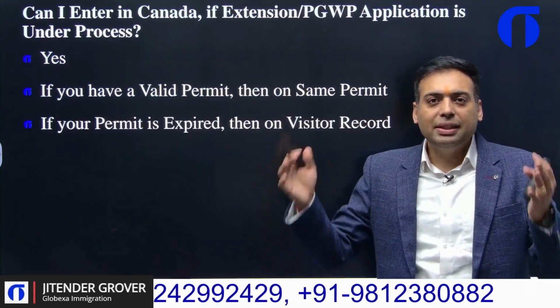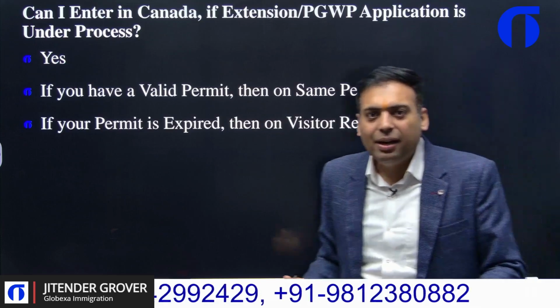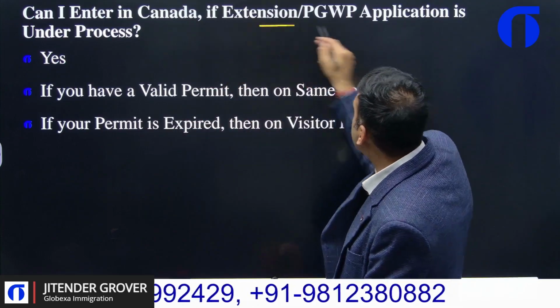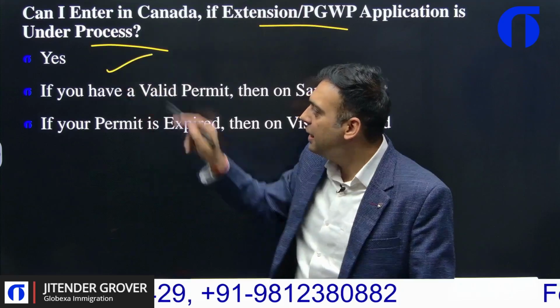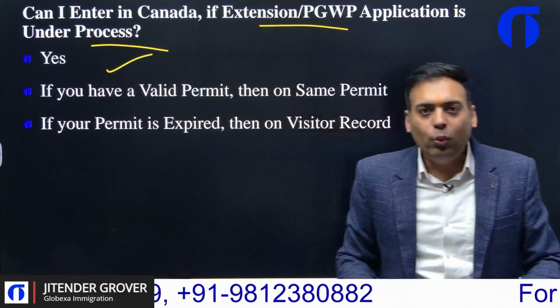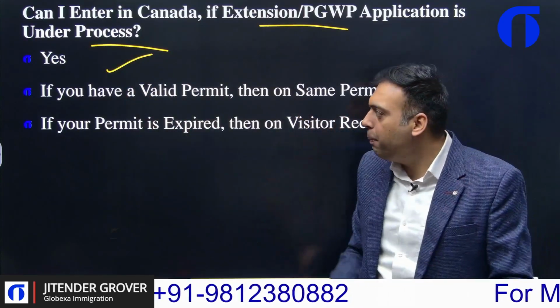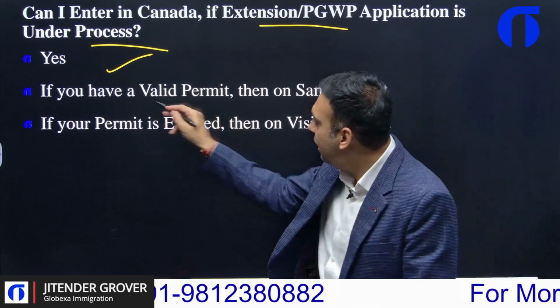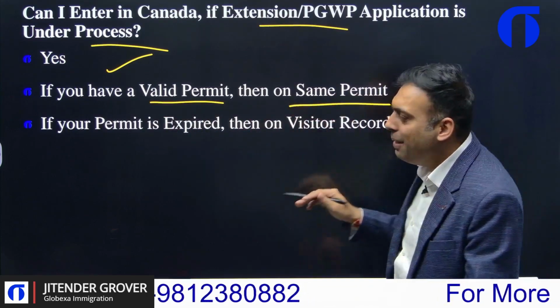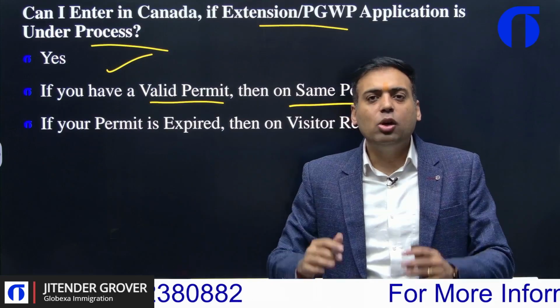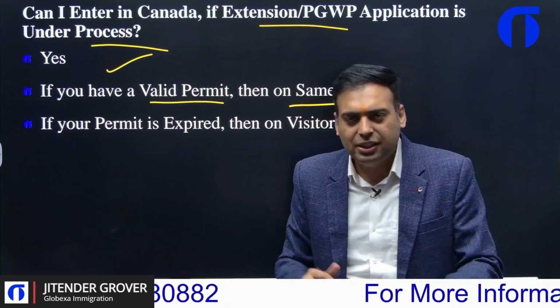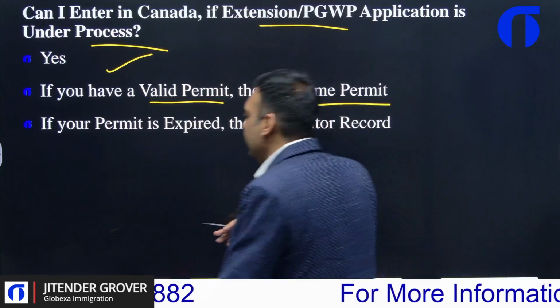The next related question is, can you enter Canada if your PG work permit or extension application is under processing? The answer is yes. There can be two scenarios here. One, you have a valid permit available. If you have a valid permit available, then on the same permit you can enter Canada. For example, you applied for your PG work permit or you applied for your study permit extension. Let's take an example of study permit extension.